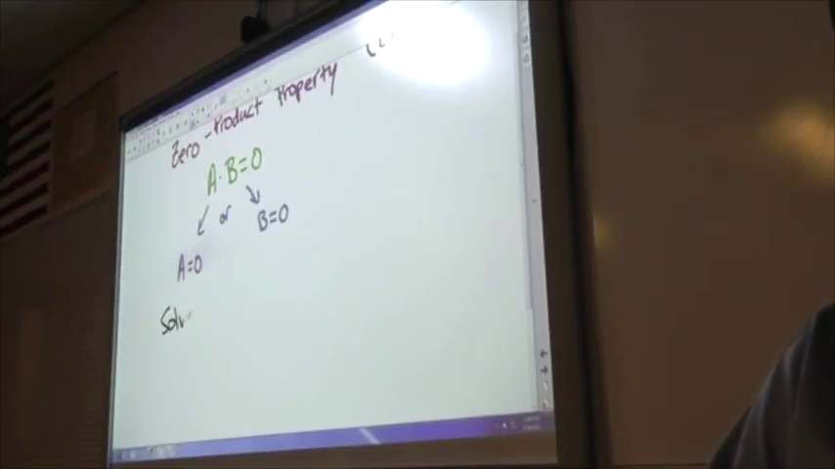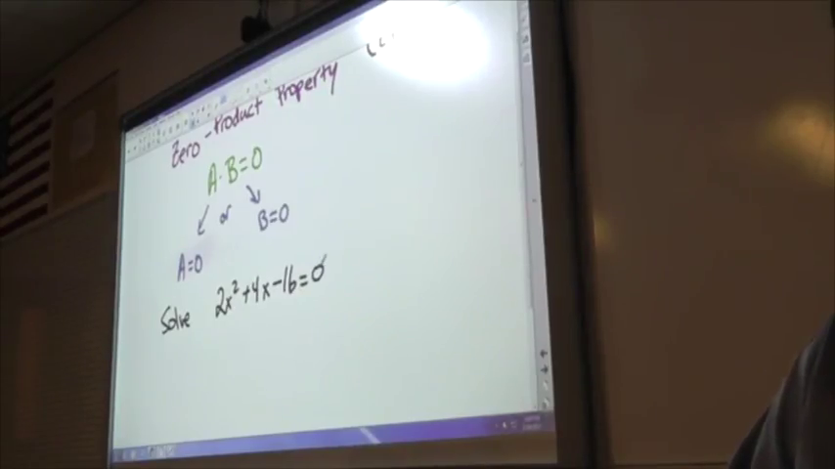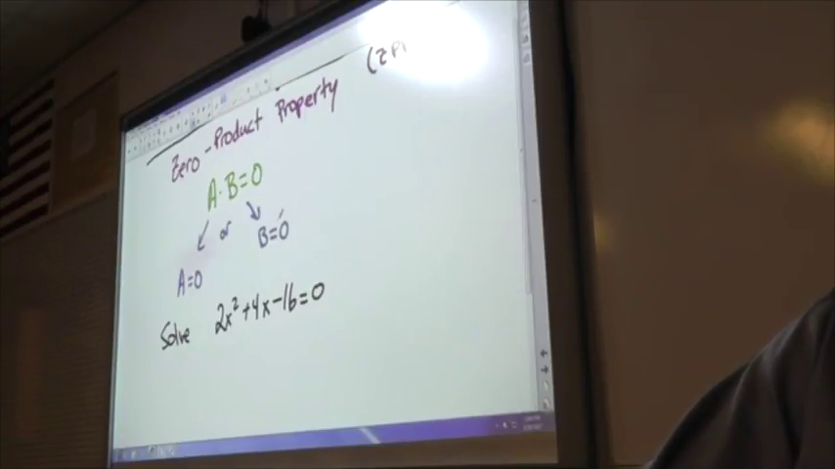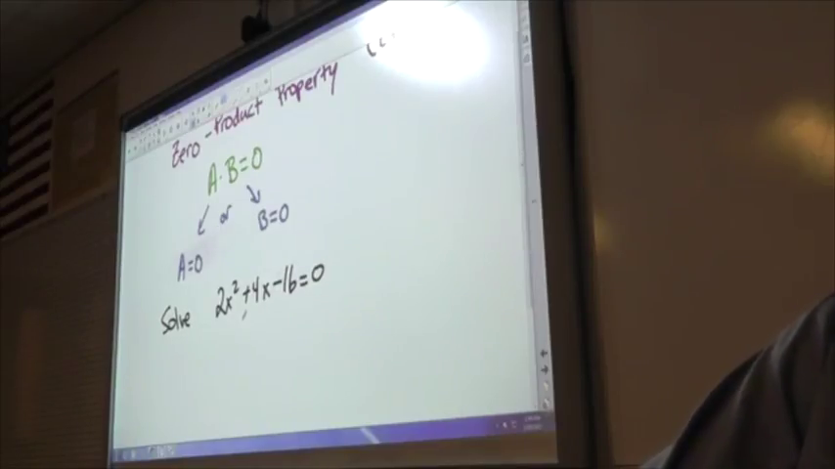Solve 2x squared plus 4x minus 16 equals 0. So the way we're going to do this is we're going to factor it and then use ZPP. Now this type of problem, this should be a math 122/97 problem / math 89 problem. Solve this however you normally would. Let's put it that way.